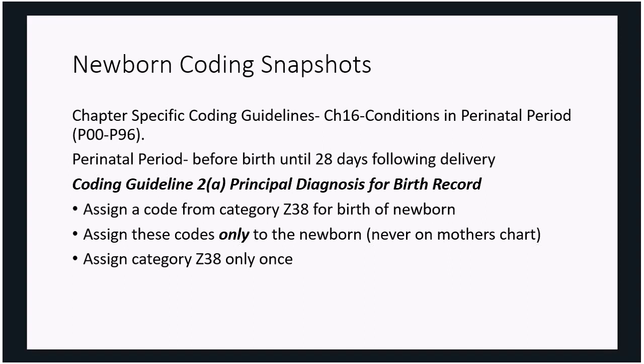You can assign category Z38 only once. So if a baby is born premature and they're transferred to another facility, to a NICU unit, the transferring hospital cannot use category Z38. It's only used at the birthplace of the newborn.